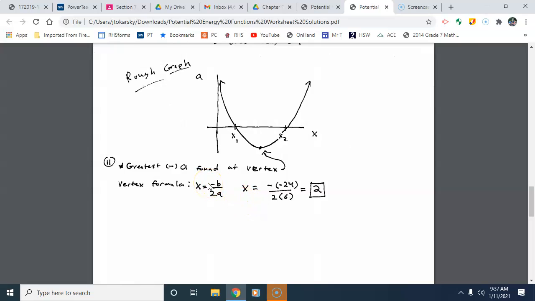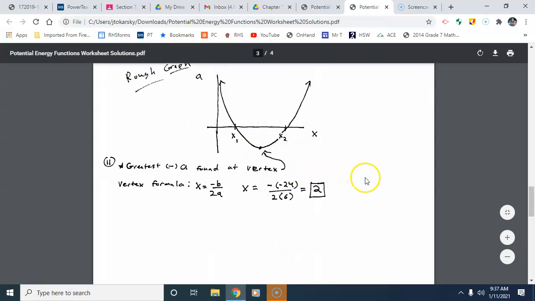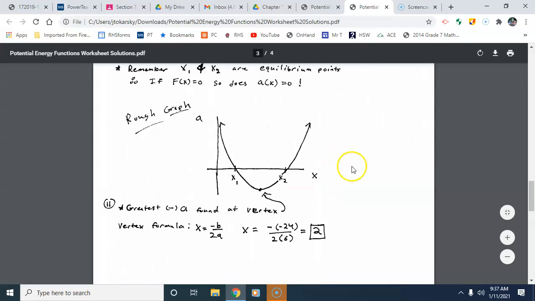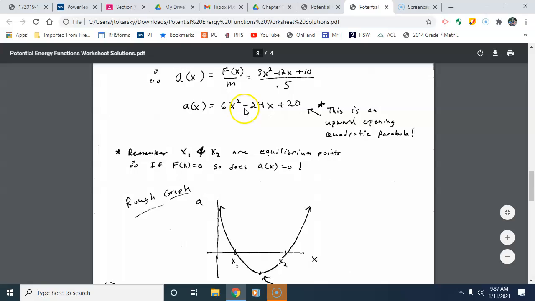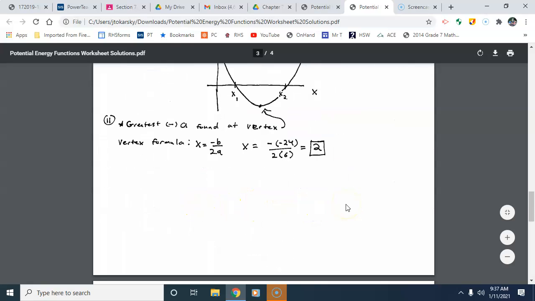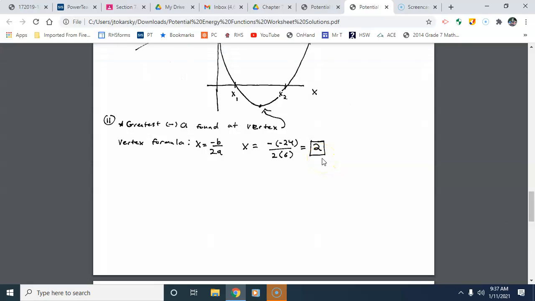But if we do, that gives us the x position, and that's exactly what's being asked in number 11. What value of x does the particle experience its greatest negative acceleration? It's at that vertex. So if we just go back to that formula, pull out those coefficients, remember to take the signs that come before them with them, pop it into the vertex formula for the x value, and we get exactly 2. So at that position, we'll have our greatest negative acceleration.